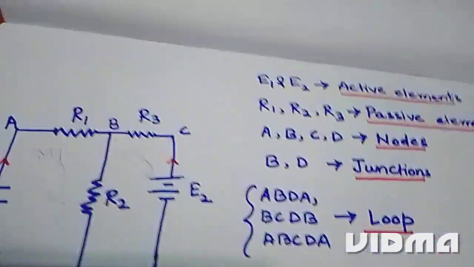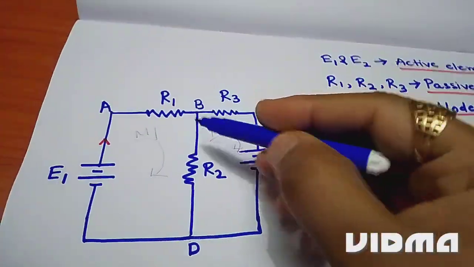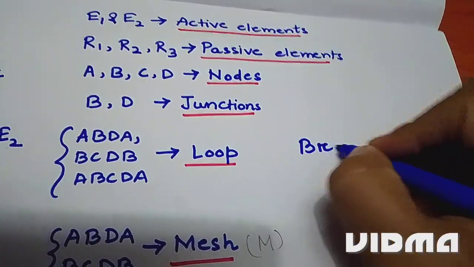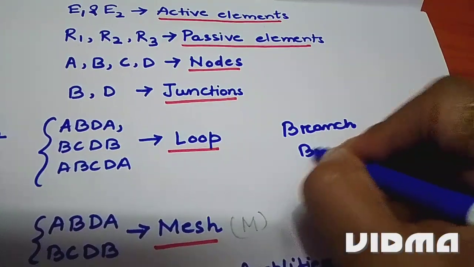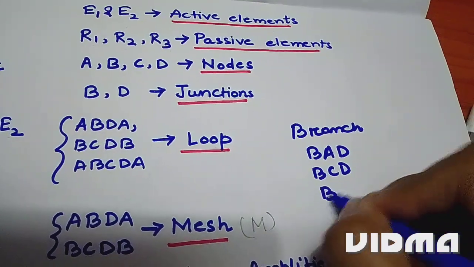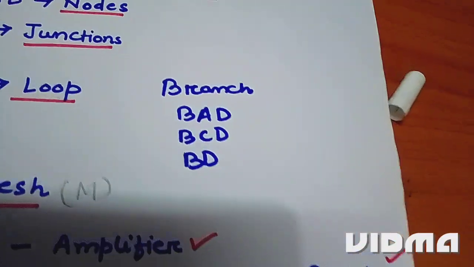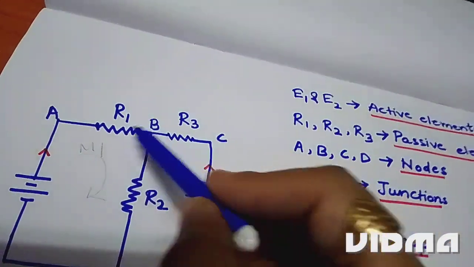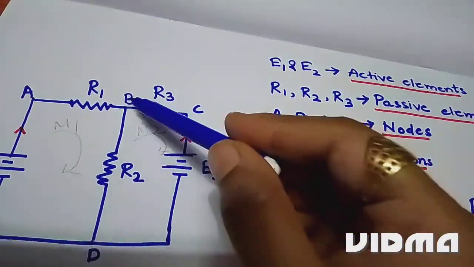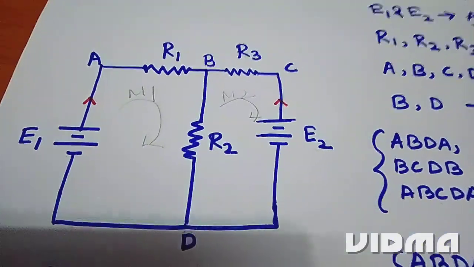Now talking about branches, we can say BAD and BCD are branches. Even BD is also called a branch. It is that part of the network which lies between two junctions. As we have two junctions B and D, we have the branches BAD, BCD and BD. Next we talk about the loop.